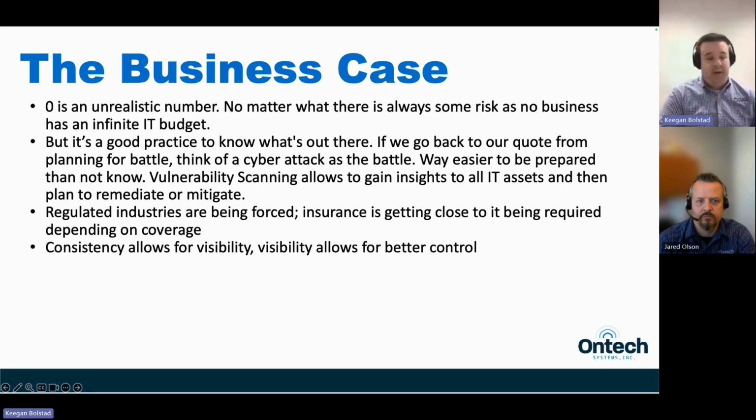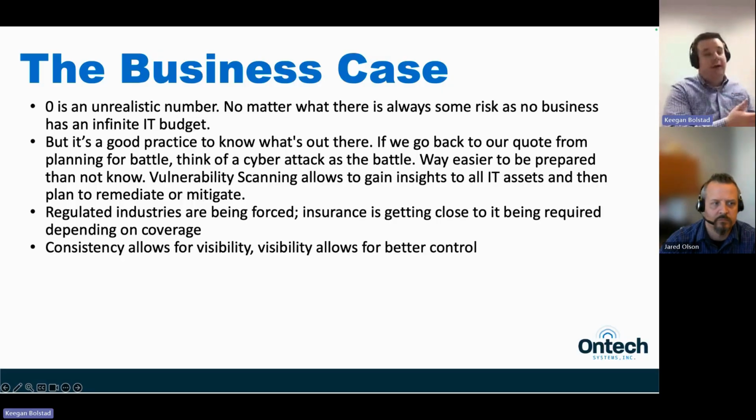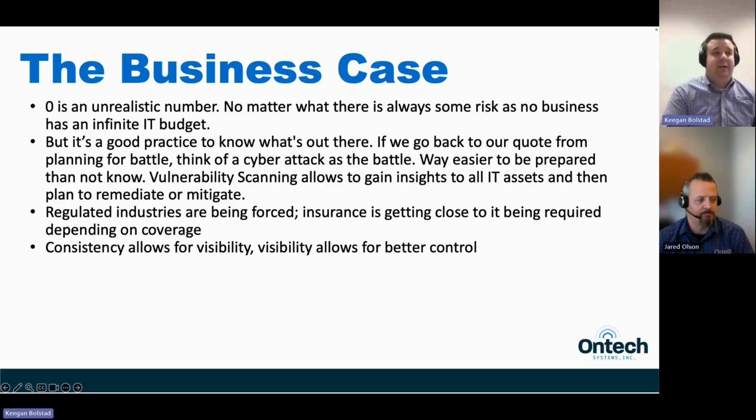You've got to start to develop some form of a risk management process. Insurance is getting close to being required too, depending on your coverage type. The statement that we see a lot: consistency allows for visibility. So by consistently scanning, instead of doing a vulnerability scan as a project one time, I did it today, vulnerability management is going to do that consistently, whether that's daily, weekly, monthly, whatever interval makes sense. That visibility, though, allows for better control.